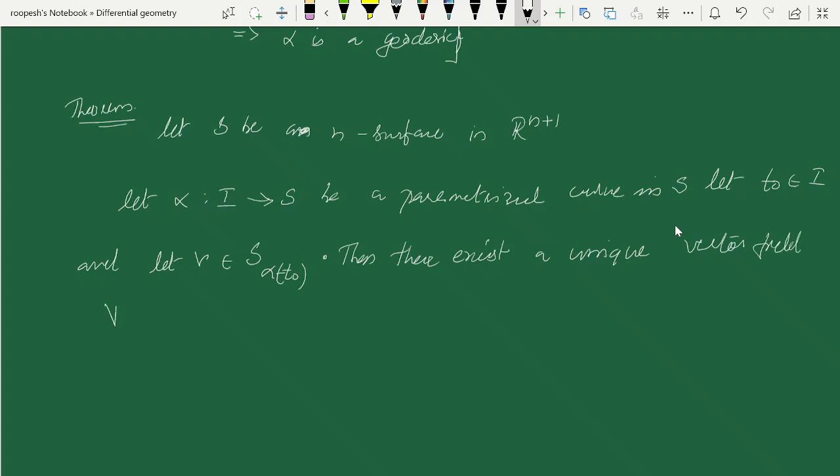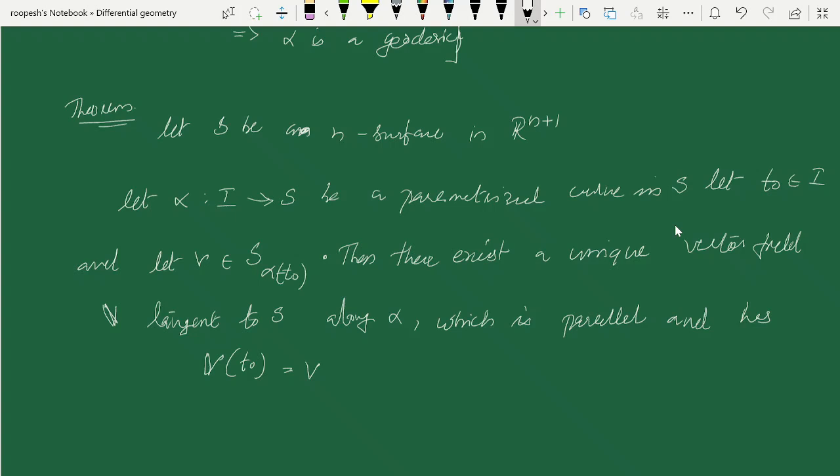capital V tangent to S along alpha, which is parallel and has V(t naught) equal to v.